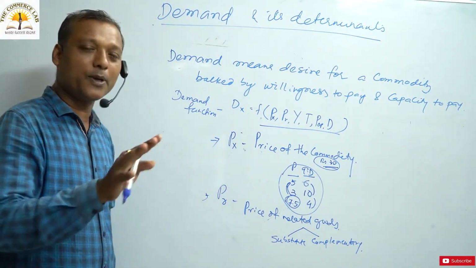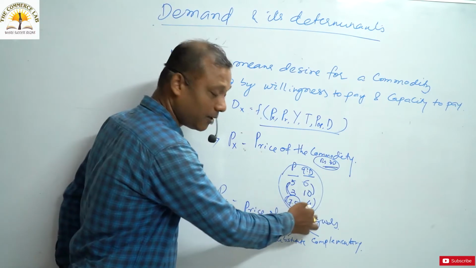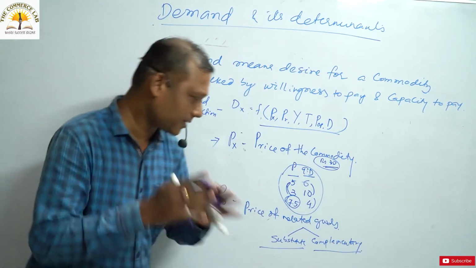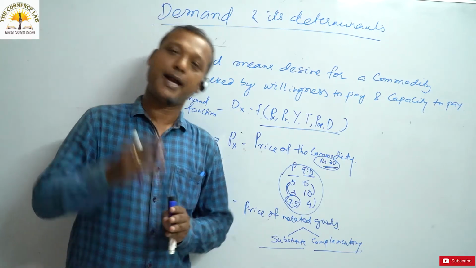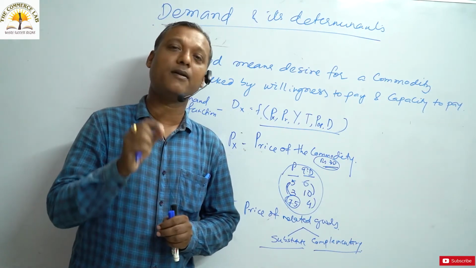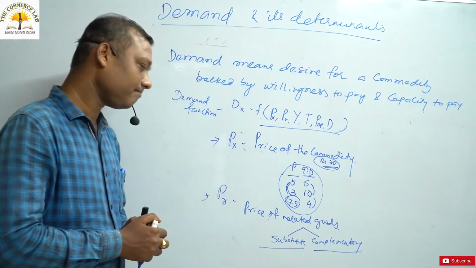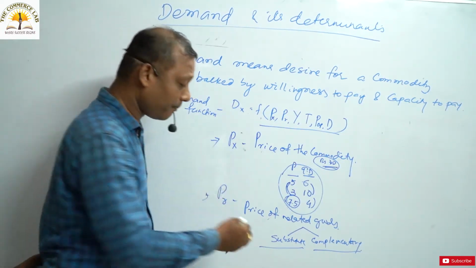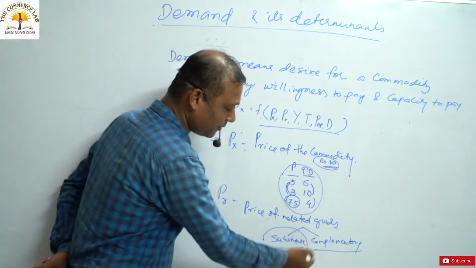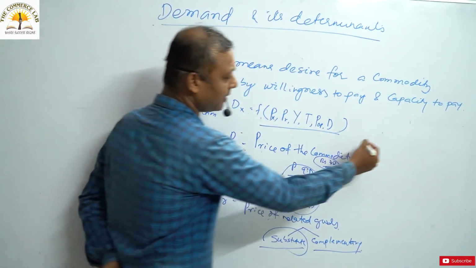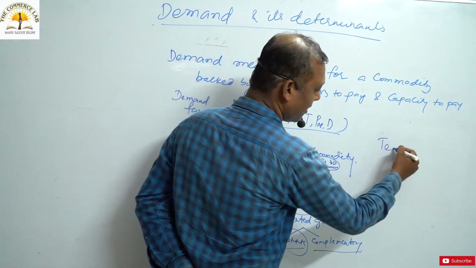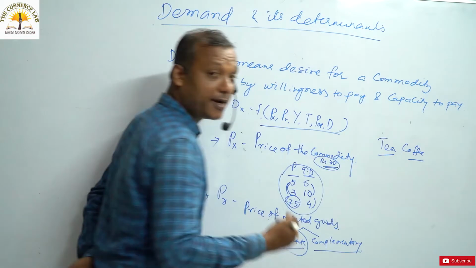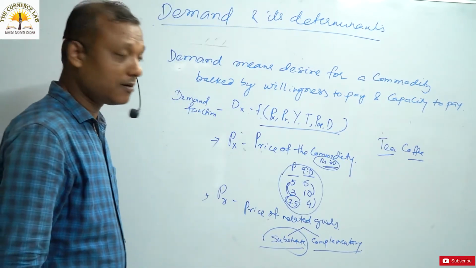So I hope you are clear about the related goods in economics. That is, one is your substitute, one is your complementary. So you should understand what you mean by substitute goods, and you should also understand the meaning of complementary good. Now it is your time to understand the relationship between the price and demand of the substitute good. I have told you that substitute goods are the goods which can be used in place of each other.